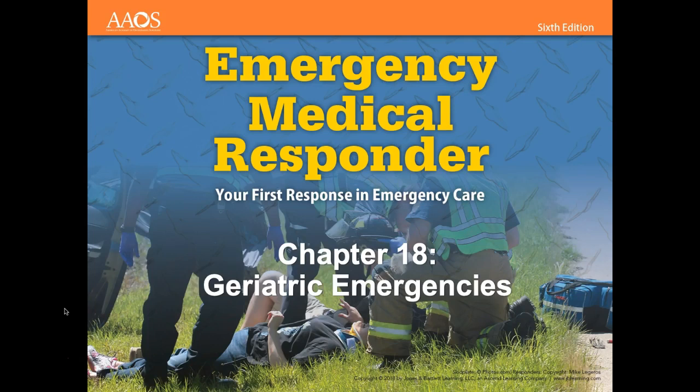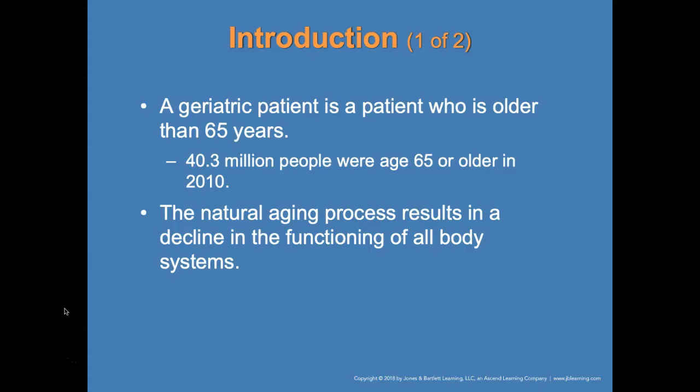It's important to remember that geriatrics are commonly defined as patients who are older than 65. We see quite a few of them. If you live in a community with a nursing home, you will most likely get called there. Also regular households, people who keep their loved ones at home, trying to take care of them there. So these are ones that we see quite a bit. Like I said, a geriatric patient is a patient who is older than 65 years.